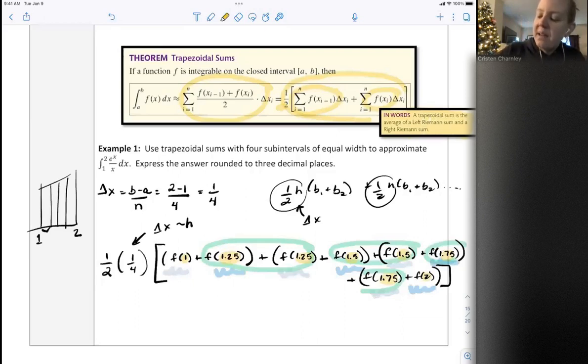You're going to go back to your original function, which even though we didn't write it as f of x, is e to the x over x. So f of x is equal to e to the x over x. So you're going to replace x with 1, 1.25, 1.75, 2, and go through and figure out what all of this is. When you're all done, it's 3.069.